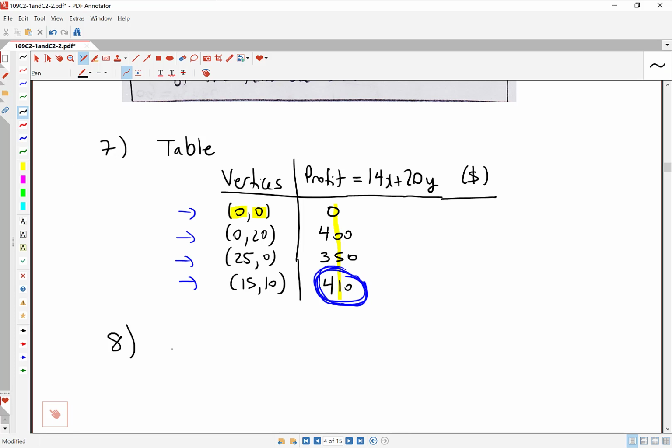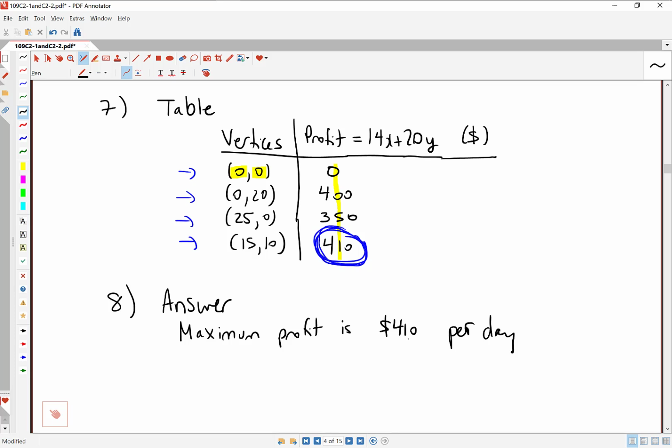We're really just summarizing our answer here to make sure we understood what these numbers represent. So the maximum profit is $410 per day. And it's also nice in the answer to just give a description of the X and Y value. So let's say this comes from making 15 chairs and 10 tables. So we've figured out our maximum profit, and we've also figured out the way to get that profit, which is by making exactly 15 chairs and 10 tables.